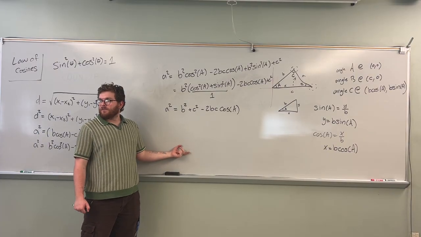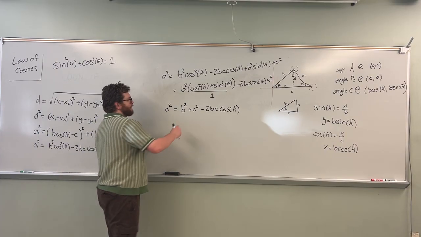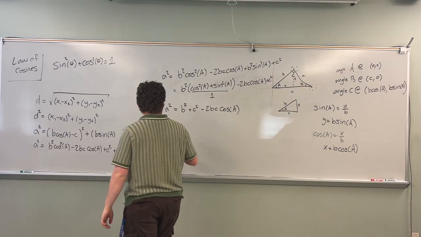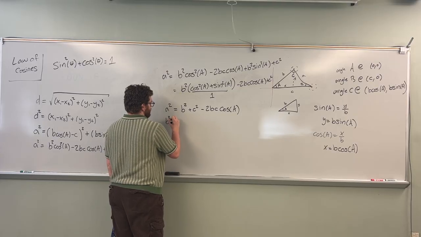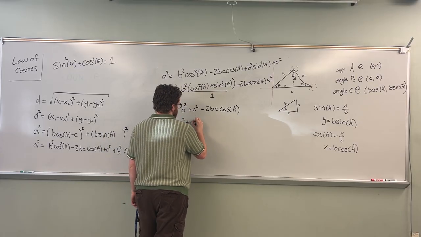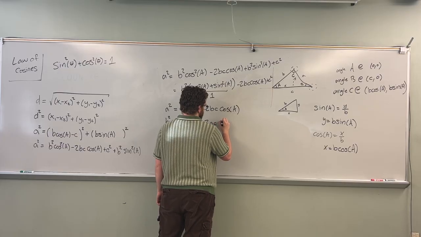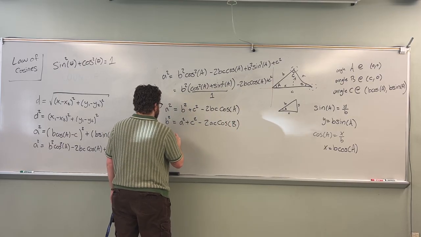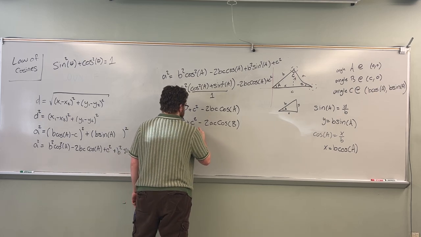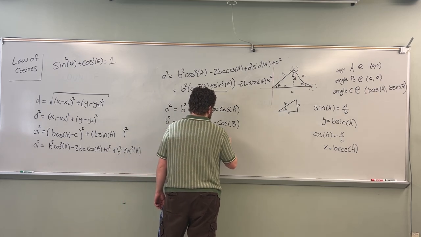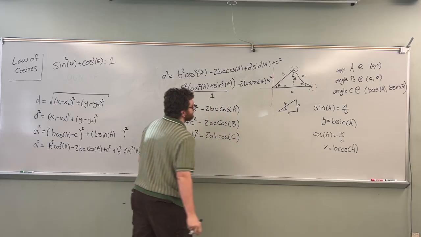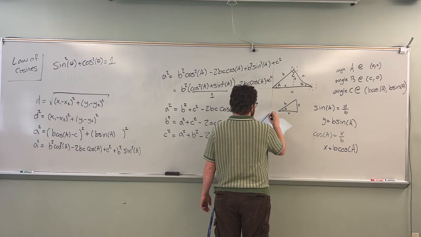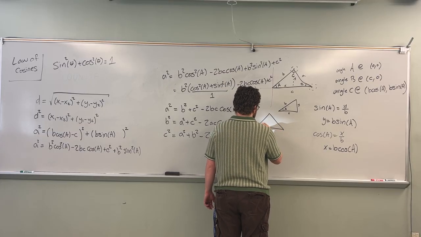This is true for the other angles as I swap them around. If I just take and put the origin in other points, I could derive these out, but I'll just write them out for you. b squared equals a squared plus c squared minus 2ac cosine of angle B. And then c squared equals a squared plus b squared minus 2ab cosine of angle capital C. And these are true for any triangle that is notated this way.